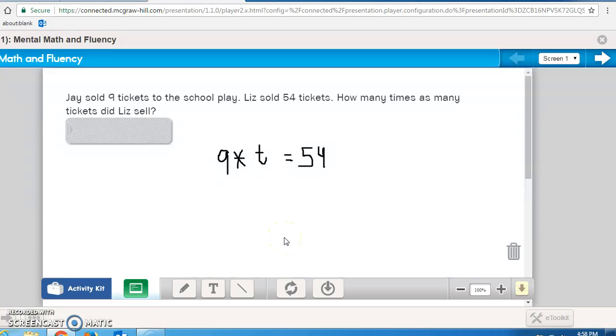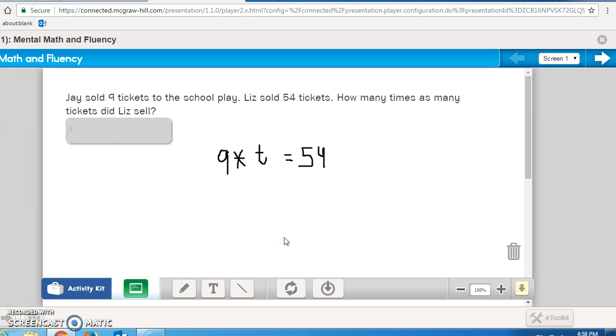Lesson 6-3, Strategies for Division. The main focus of this lesson is for you to solve a division number story, to be able to use multiples to solve division problems, and to practice solving division problems using multiples. But first, let's do our mental math and fluency.